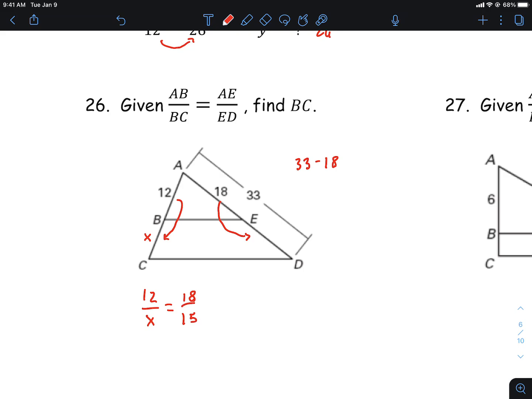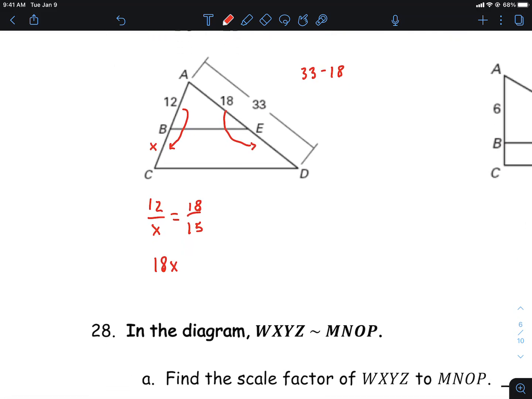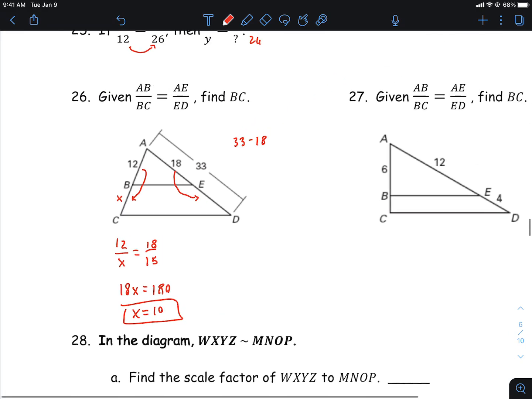15, and then you can cross multiply and divide. Something with that big of numbers probably would be on the calculator section. So 12 times 15 is 180, and that does divide rather evenly. So x is 10, or in this case, you can say BC is 10 units. That'll be it there.